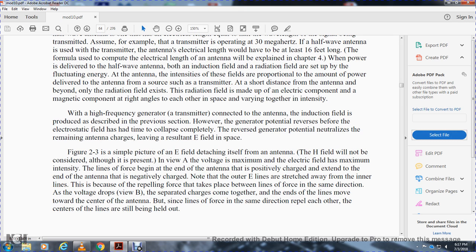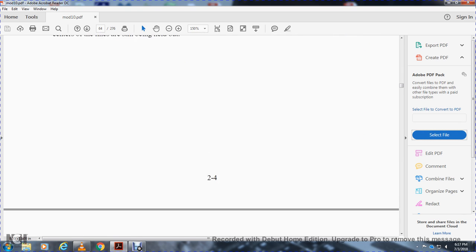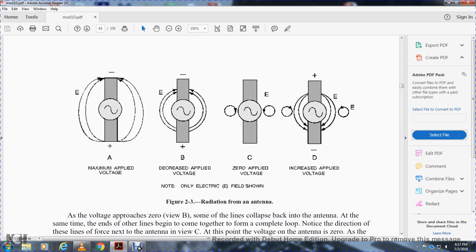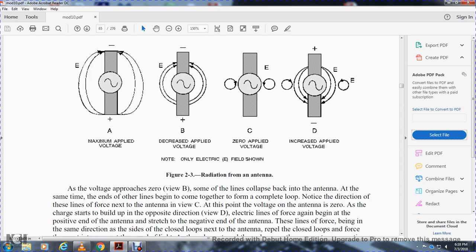Separated charges come together, and the ends of the lines move toward the center of the antenna, but since the lines of force in the same direction repel each other, the centers of the lines are still being held out. A shows the magnetic field at maximum applied voltage, then decreasing applied voltage, zero applied voltage, and increasing applied voltage. Notice it's separated: radiation from an antenna.